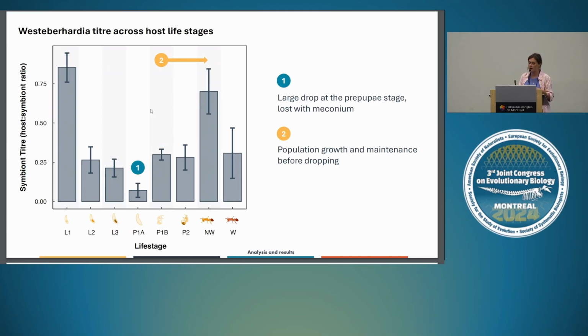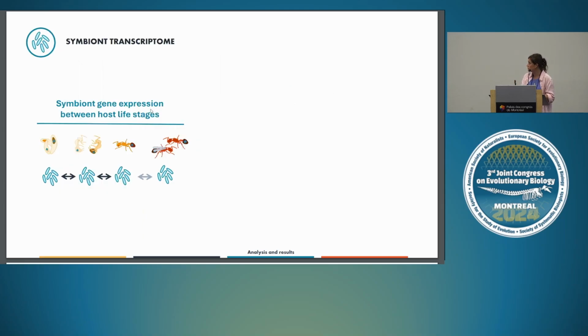So that suggests that actually the pupation step and the newly emerged worker stage may be very important for that symbiotic interaction. So the first thing I looked at was the symbiont transcriptome. This was comparing whether there were differences in gene expression across the life stages of the host in the symbiont genes. And actually what we found was nothing. Basically we found there was no significant difference in gene expression in the symbiont across the host life stages.